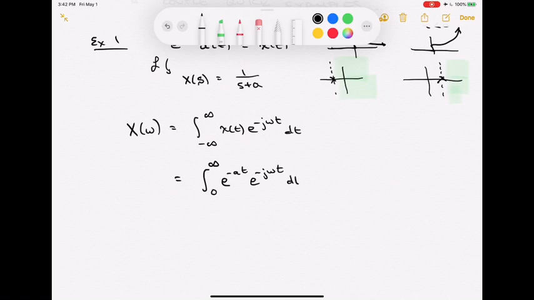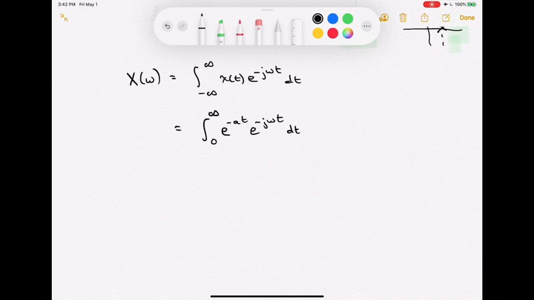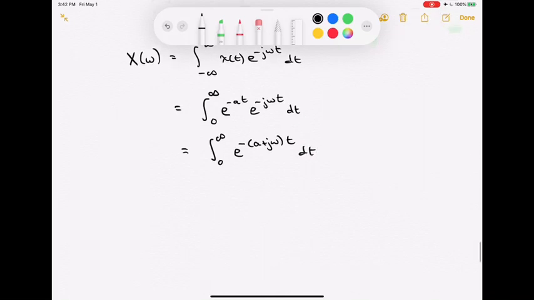And then I'm going to have my dt in there. These are two exponentials, so the base is the same, the exponents are different, so I can just add the exponents together. So this is an integral from 0 to infinity, and I'm going to have an e to the minus a plus j omega t dt. We know how to integrate an exponential.